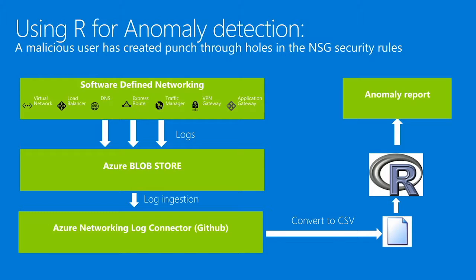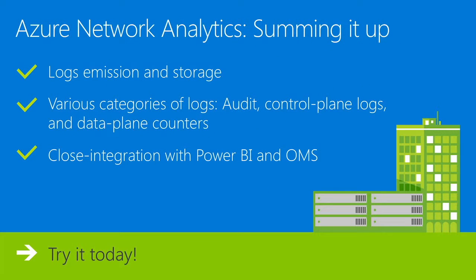This is the high-level architecture of this solution, where the network generates and collects the logs, puts them into blob storage, which are ingested afterwards by the log connector, the sample code that's available on GitHub. It then converts them to CSV, puts them into R, and from R it generates the anomaly report that I shared with you.